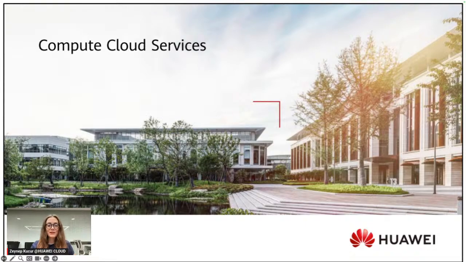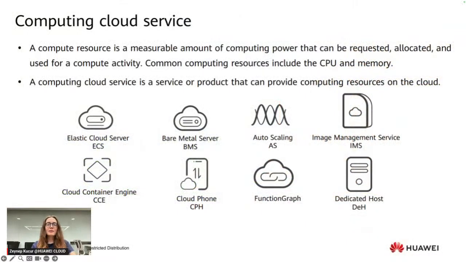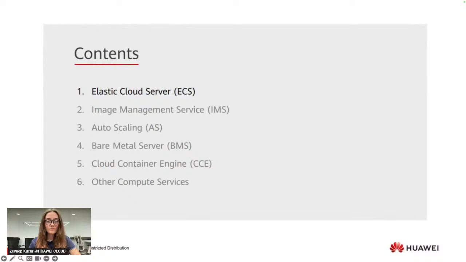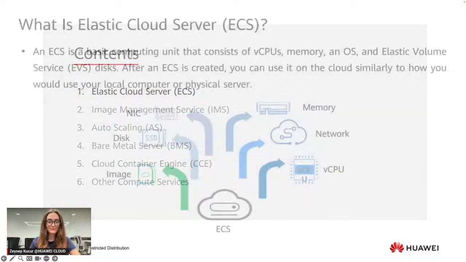Let's start with compute cloud services. We know what a compute resource is. It's a measurable amount of computing power that can be requested, allocated, and used for a compute activity. And a computing cloud service is a service or a product that can provide resources on demand, anytime, on cloud. And here are some of Huawei Cloud's compute services. We will start with ECS, and then we will continue with IMS, AS, BMS, CCE, and other compute services of Huawei Cloud.